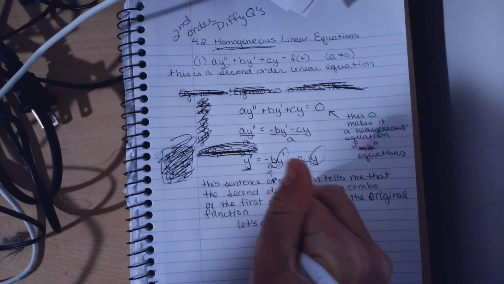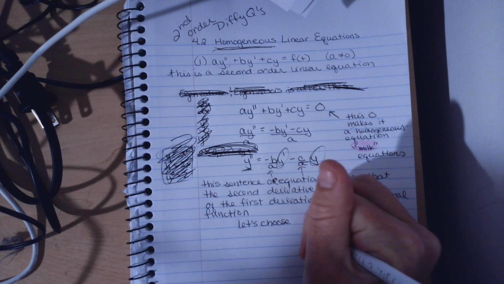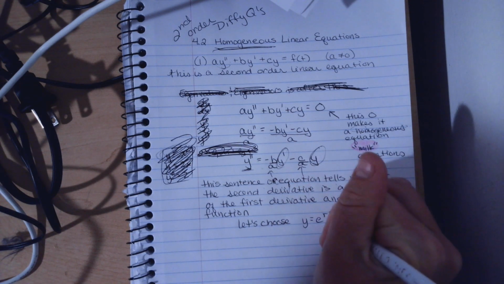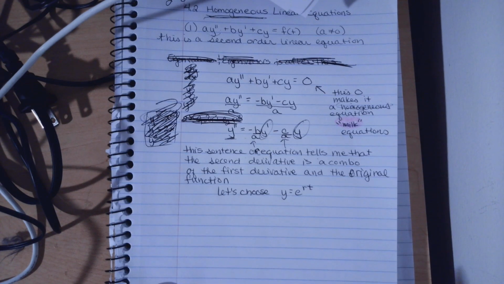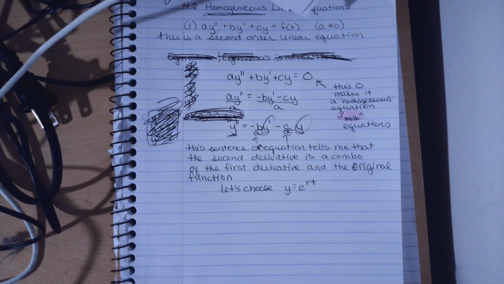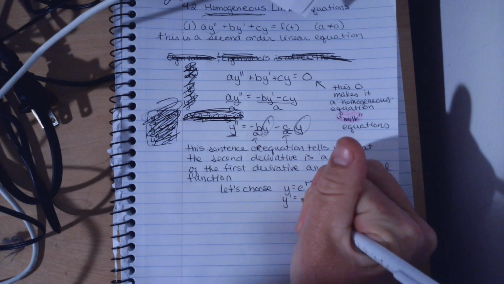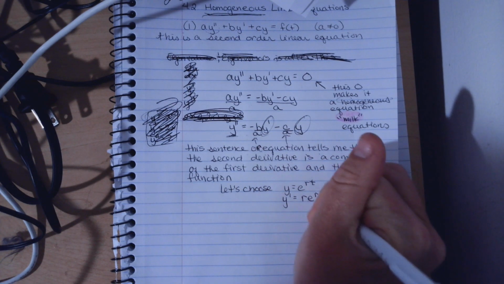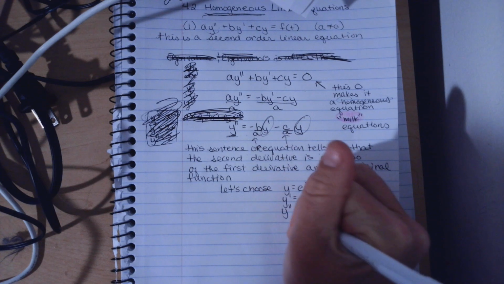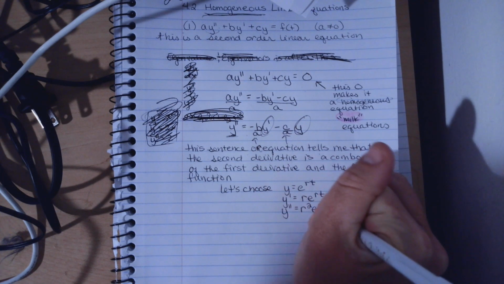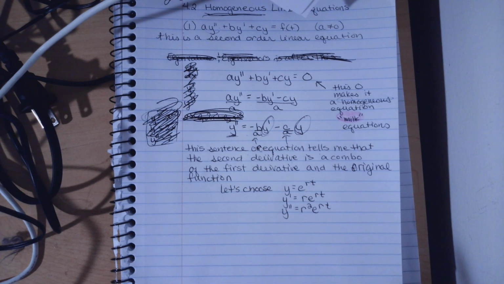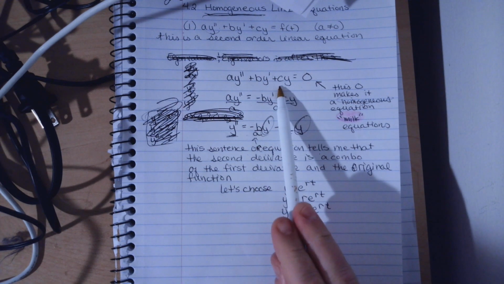Let's choose y equals e to the rt. Is this a good function to deal with? Let's see. We get y prime. What is y prime here? y prime is r e to the rt. What is y double prime? y double prime is r squared e to the rt. Let's go ahead and plug it in and see if it can make this equation true.